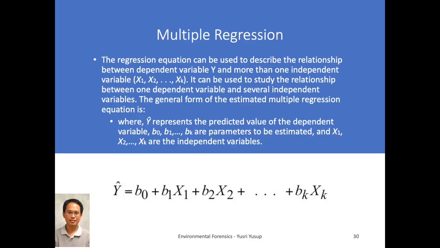Multiple regression is an equation that can be used to describe the relationship between, again, the dependent variable y, but with more than one independent variable, denoted here as x1, x2, until xk. It can be used to study the relationship between one dependent variable and several independent variables, and the general form of the estimated multiple regression equation is shown below, where y hat represents the predicted value, or the dependent variable, or the response variable, and b0, b1 until bk are the regression coefficients, similar to the b1 in the simple regression equation. And x1, x2, and x3 are the independent variables. This method is able to account for all of the independent variables' effects on the dependent variable.